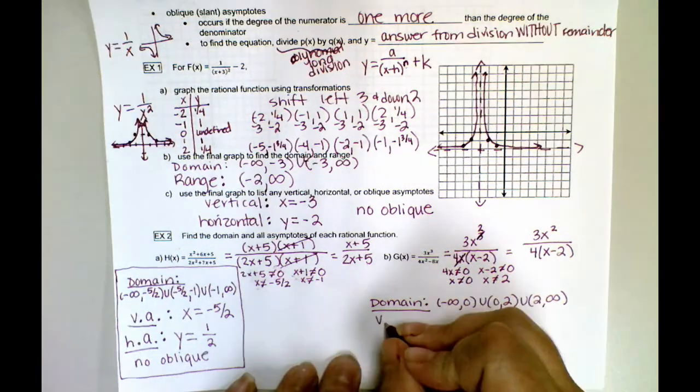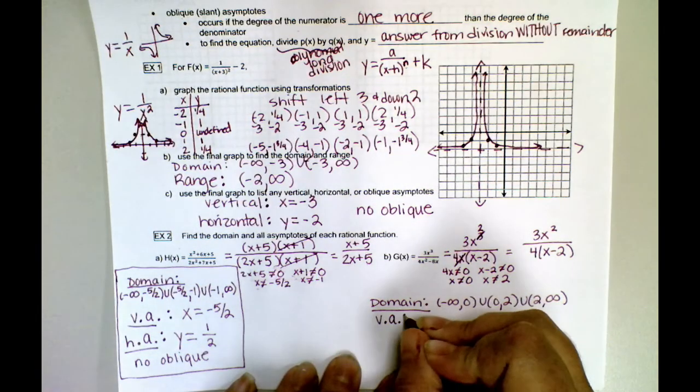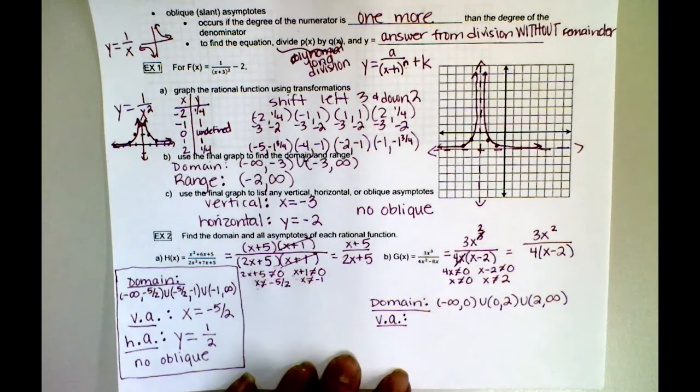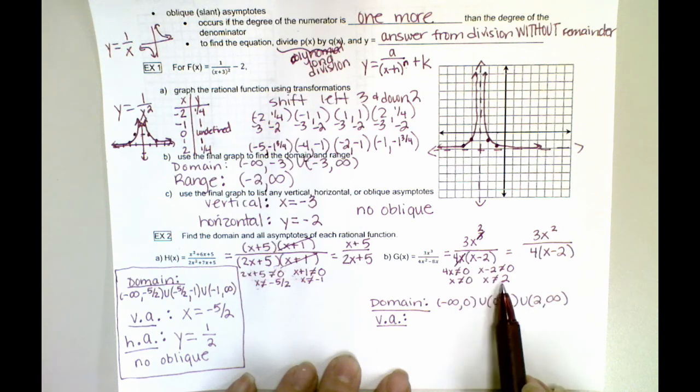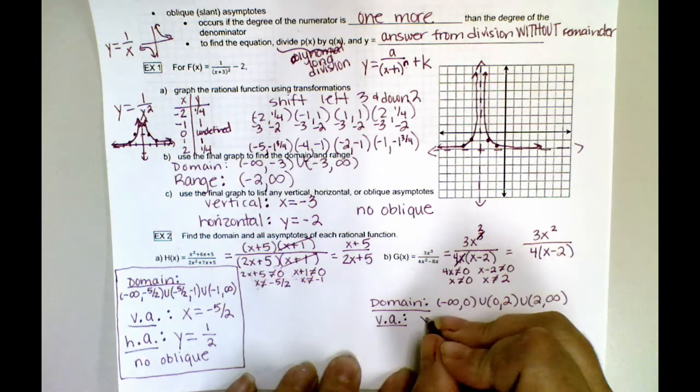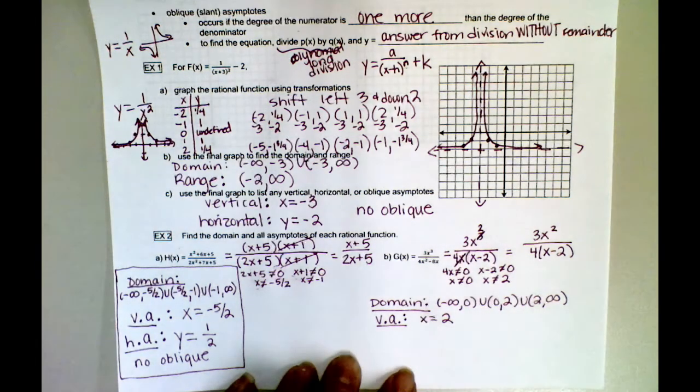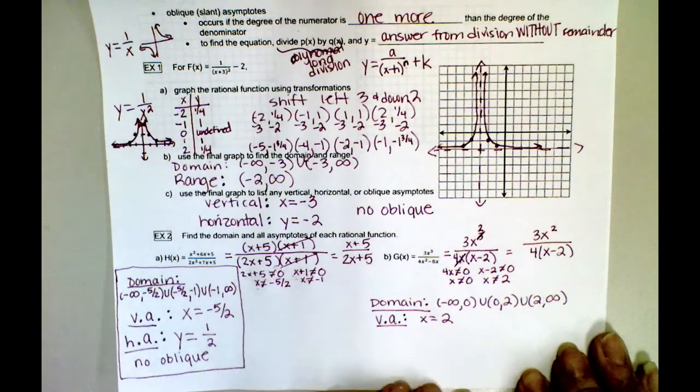Vertical asymptotes. Factors that did not cancel. This x that gave us the 0 did cancel. So it's just this guy, the x minus 2. So that means x equals 2 is going to be a vertical asymptote.